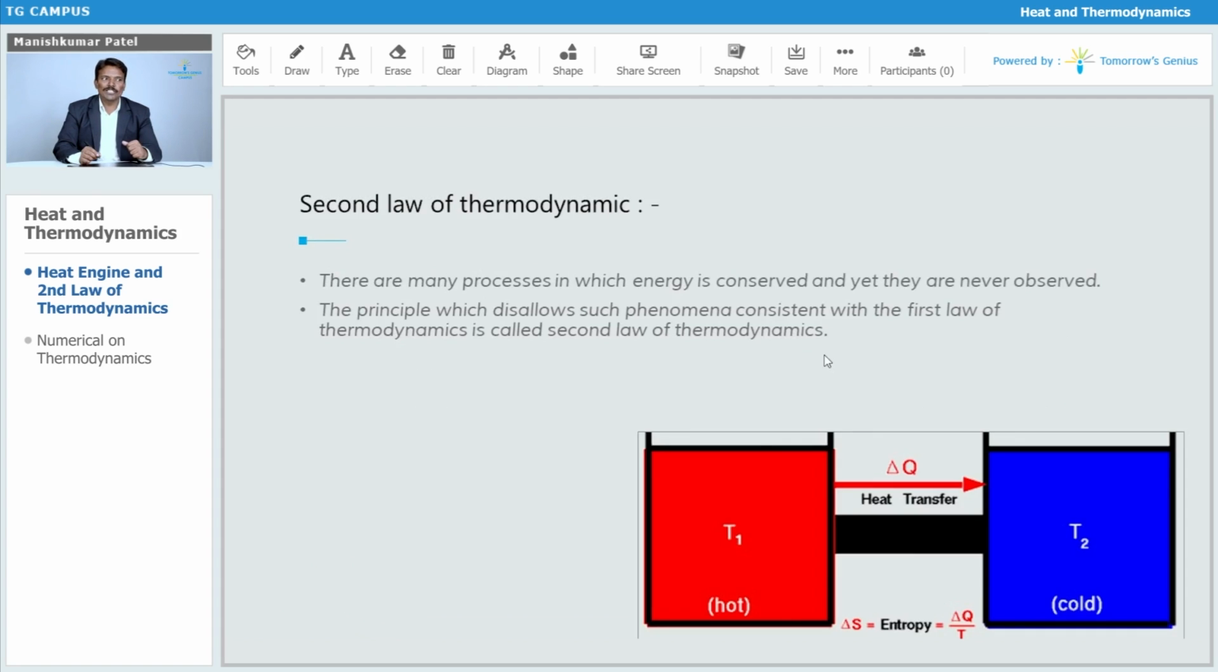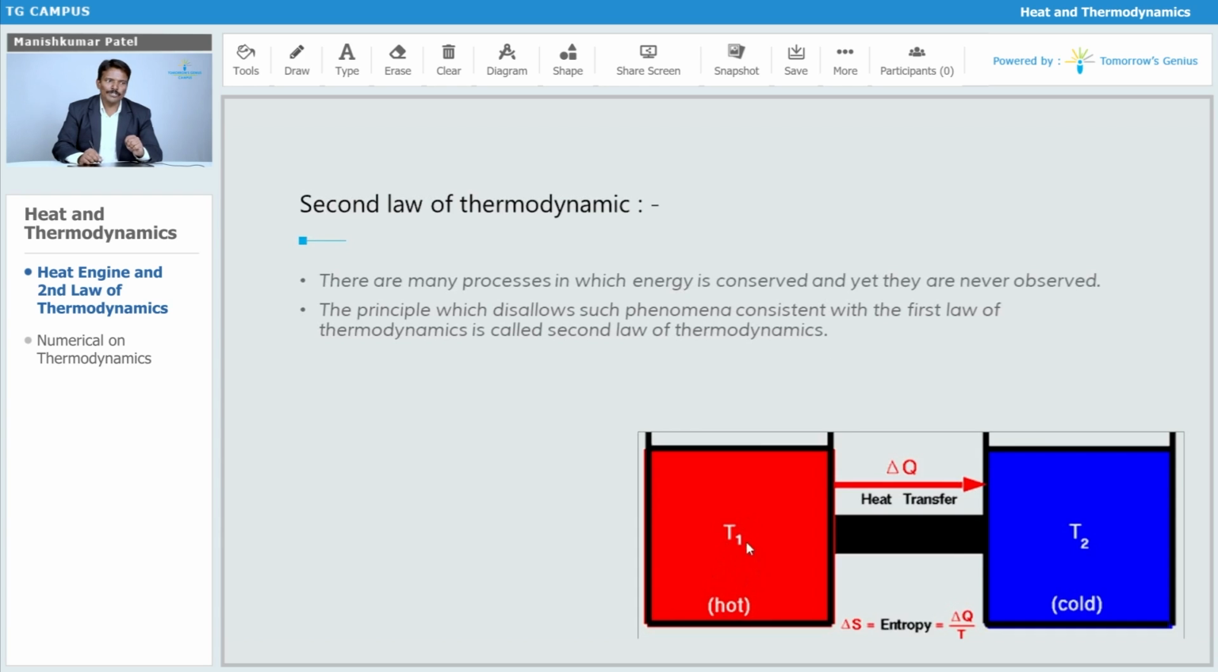Now we will start with the second law of thermodynamics. There are many processes in which energy is conserved and yet they are never observed. This is what we can say with the second law of thermodynamics. There are different statements of the second law of thermodynamics, which we will see here.